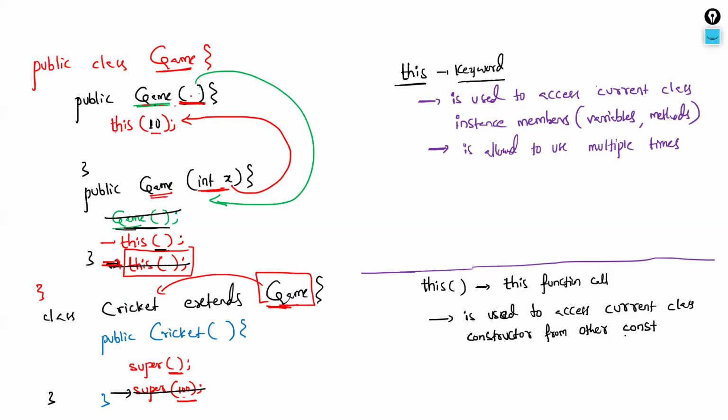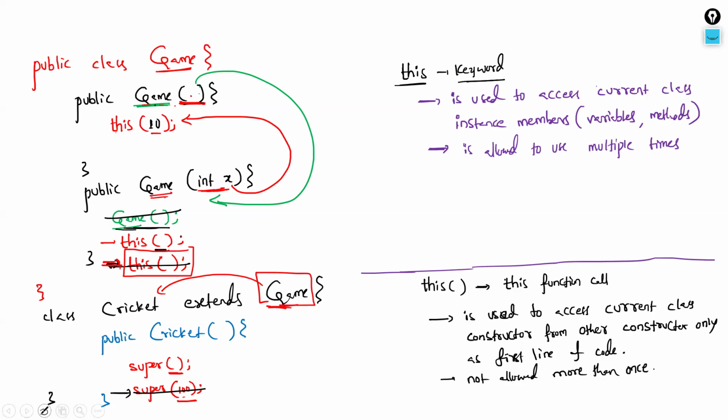Can we use this call inside a method? Can we use super call inside a method? No. This call, super call, means this function, super function. So from another constructor only, as the first line of code. And is it allowed to use multiple times? Not allowed to use multiple times, not more than once. Only once is allowed.